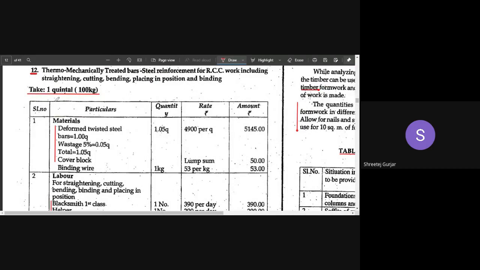For steel, we have to assume 100 kgs, whereas for concrete we assumed 10 cubic meters. For steel, we have to assume in kgs, not in cubic meters or any other volumetric measurement. We have to order this in mass, in kgs. So 100 kgs, or 1 quintal; 1 quintal is equal to 100 kgs.